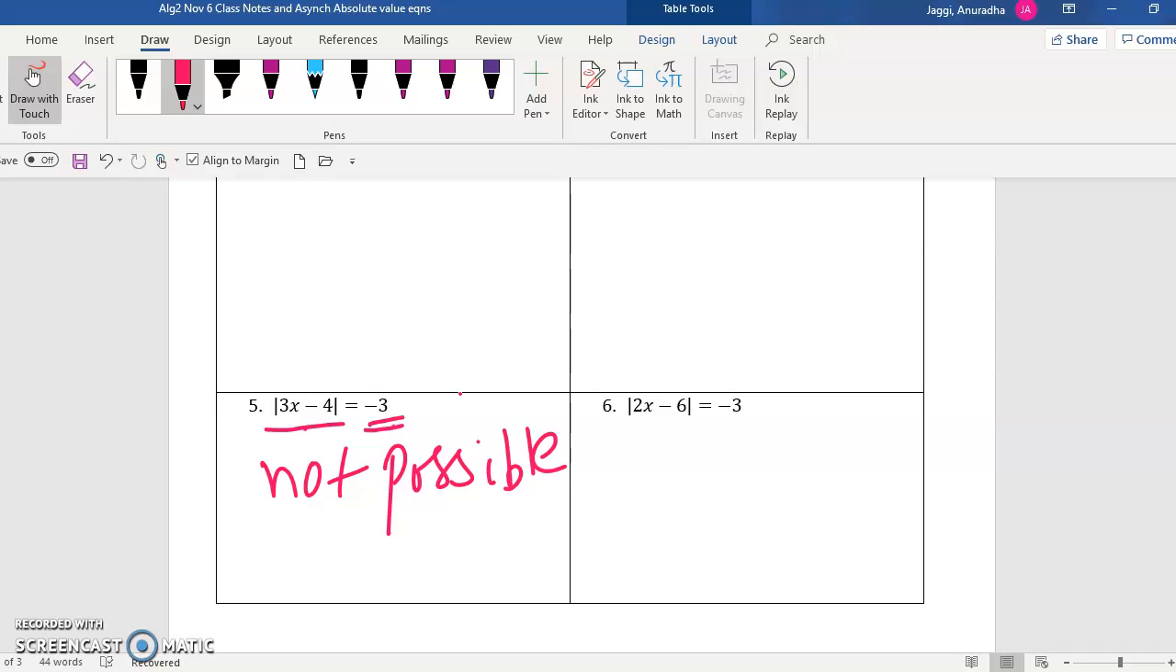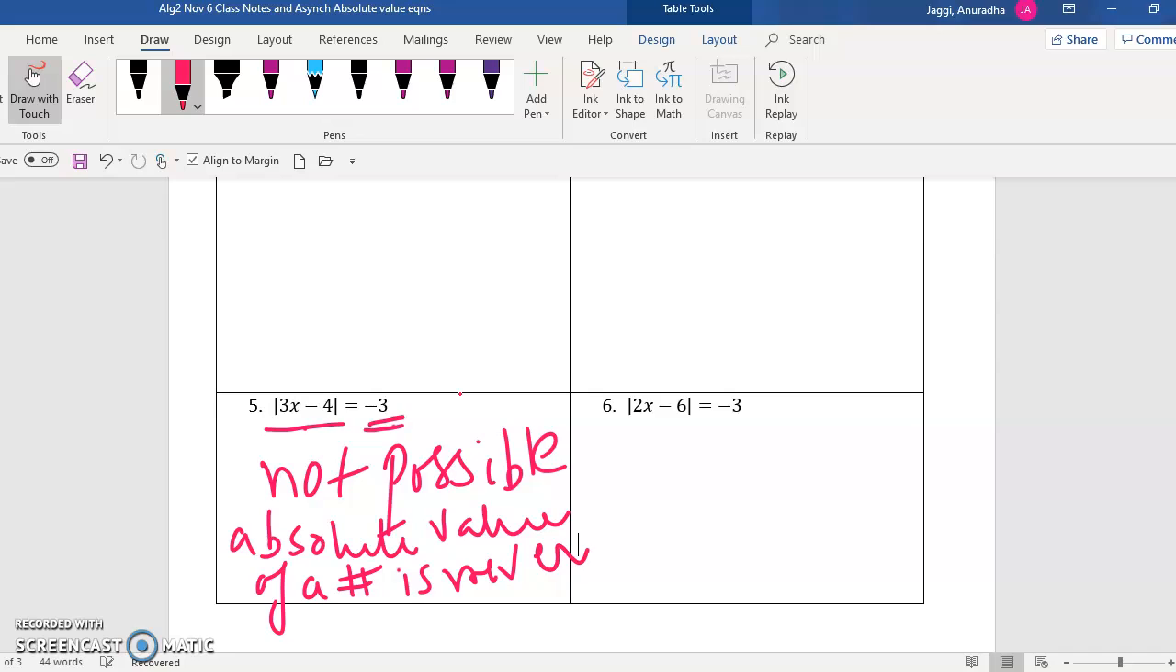The absolute value of a number is never negative. Not possible. So you can see here, there is only absolute value on the left hand side and the right hand side is negative. So this is not possible.